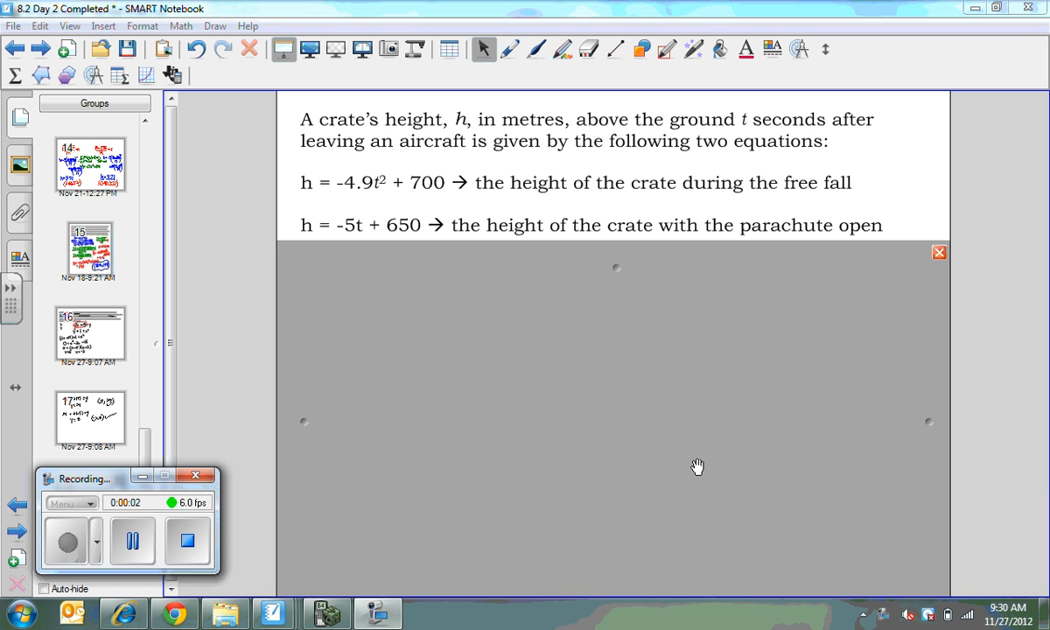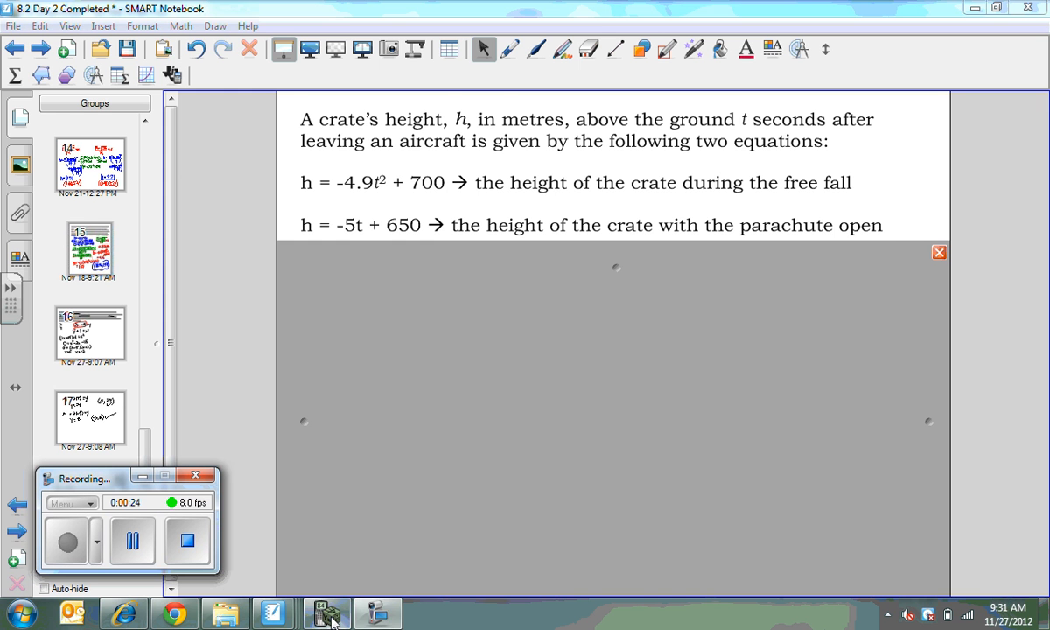Okay, a crate's height in meters above the ground in t seconds is given by the following two equations. So the first equation is the height of the crate during the free fall. The second equation is the height of the crate when the parachute opens. Okay, so the parachute is free falling for a period of time, and then at one point the parachute will open and it'll start falling at a lot slower rate.